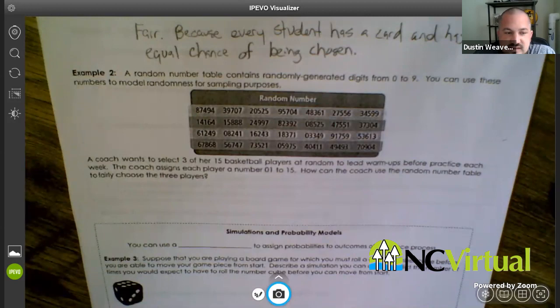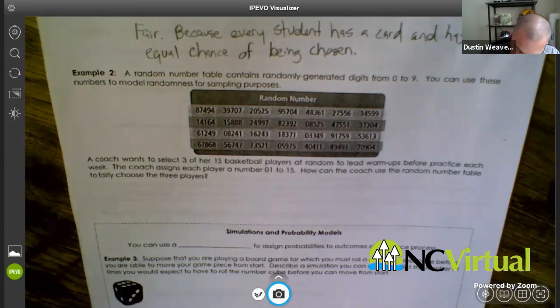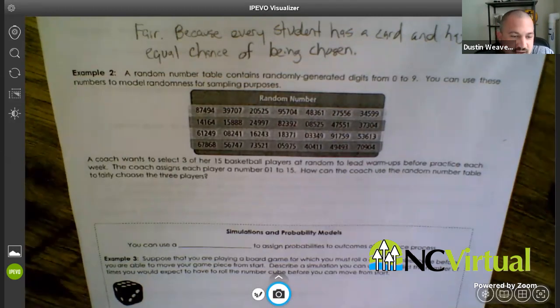A coach needs to select 3 of her 15 basketball players at random to lead warm-ups before practice each week. The coach assigns each player a number 01 to 15. How can the coach use the random number table to fairly choose the 3 players?